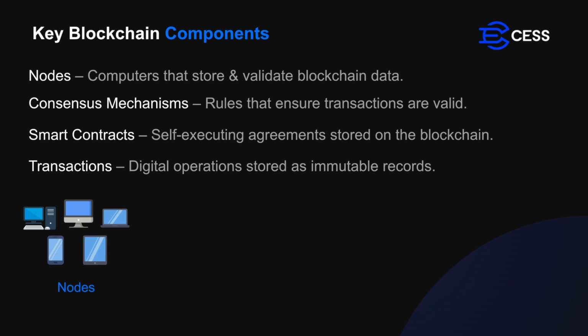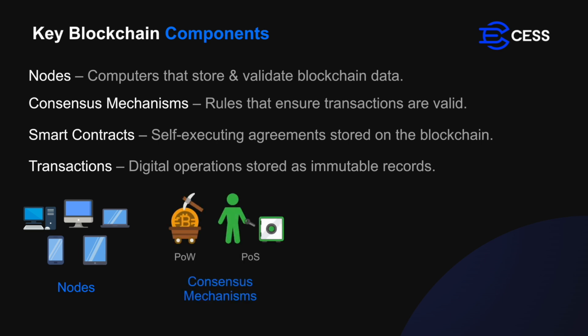Now, how do these nodes agree on which transactions are valid? That's where consensus mechanisms come in. Since blockchains are decentralized, there is no single authority to verify transactions. Instead, blockchains use consensus algorithms to achieve agreement amongst participants.